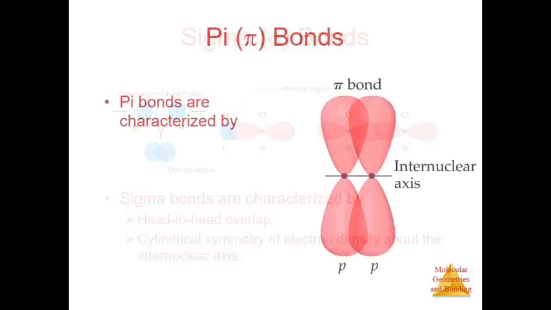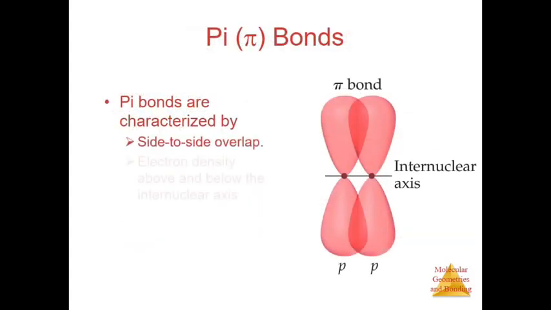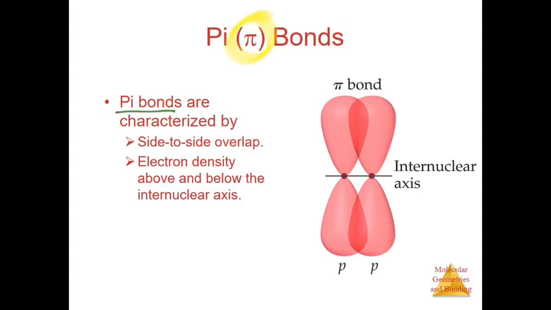And the other type are your pi bonds, and the symbol for pi should look familiar to you. This right here, though, our electron density is going to be above and below the internuclear axis, and this is a side-to-side overlap. So for our pi bonds, again, this is a side-to-side overlap. And now we're going to look at how you know what should be a sigma bond and what should be a pi bond, especially if you're not drawing out all of this stuff.